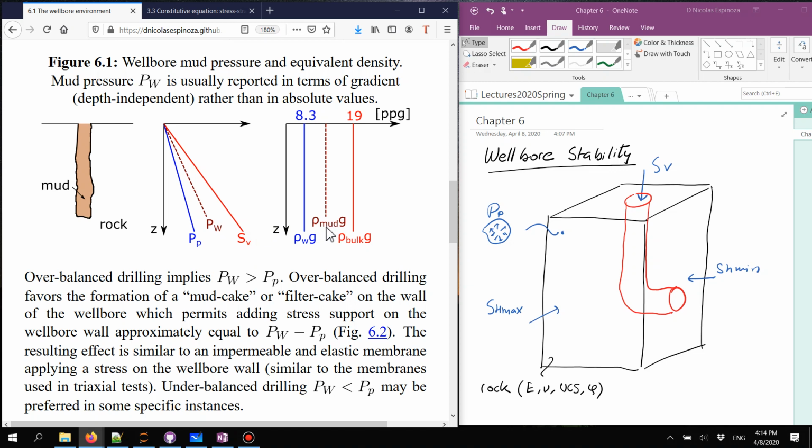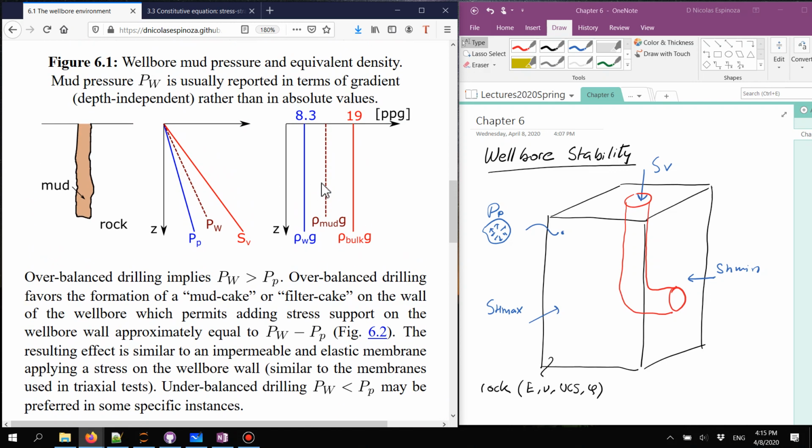In conditions in which the wellbore pressure is higher than the pore pressure, then that density of the mud has to be in between the density of the water, if it's under hydrostatic condition, and the density of the rock. In this case, notice that these numbers are in pounds per gallon, which is the usual unit for the pressure gradient in drilling.